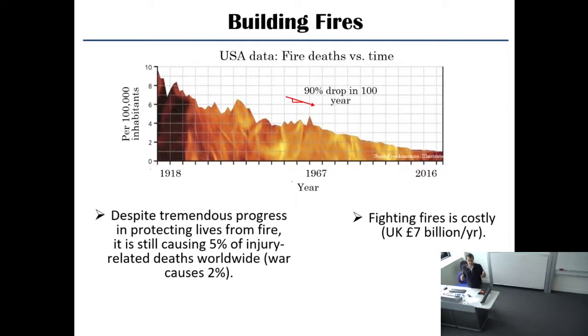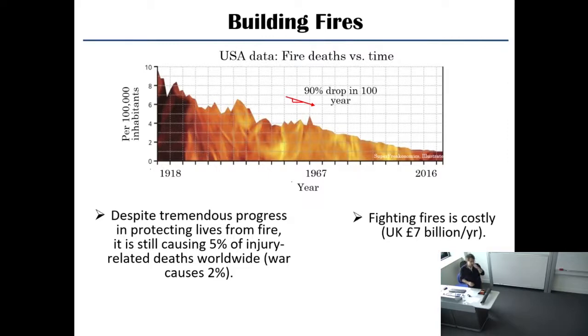5% is significant, but how significant is it compared to something else? Think of injury-related deaths in war. Most people in war, when they die, whether at the front or in their homes, it's actually because of injury, and that's 2%. So fire causes more than twice the number of deaths of war on planet Earth.